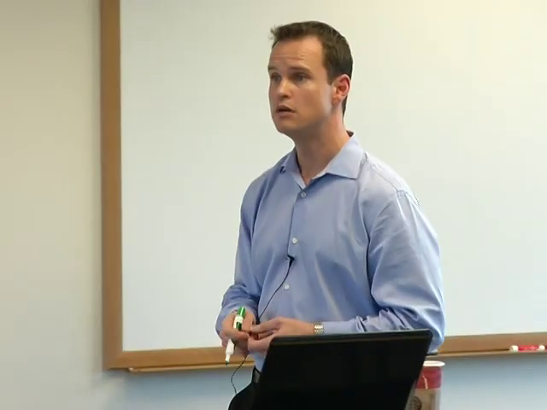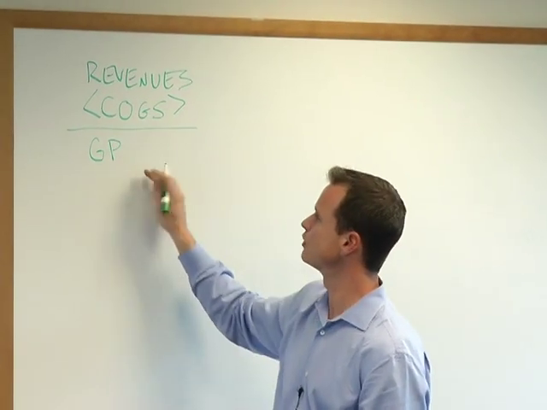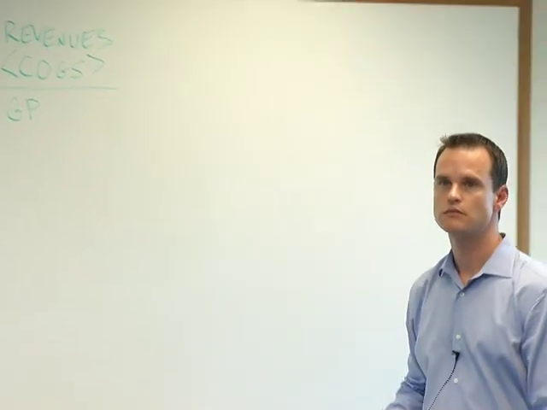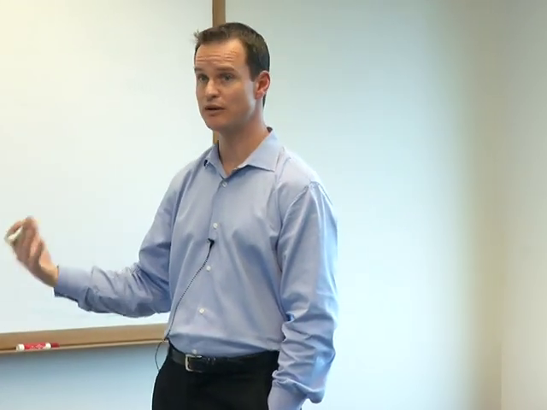Right? If we're selling shoes, what was the cost of the materials? What was the cost of the labor to stitch those shoes together, etc. Okay. When we deduct cost of goods sold from revenues, we get something called gross profit. All right. The higher the gross profit relative to sales, the better.